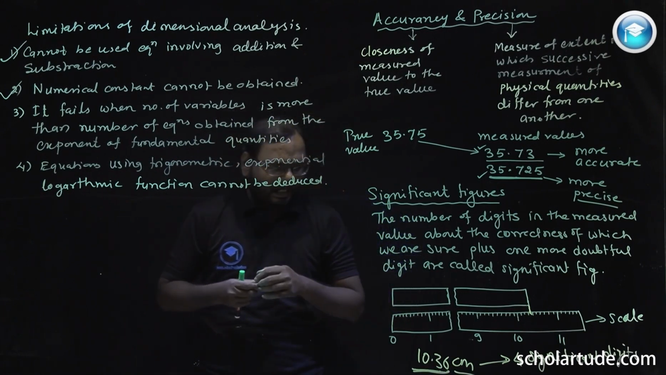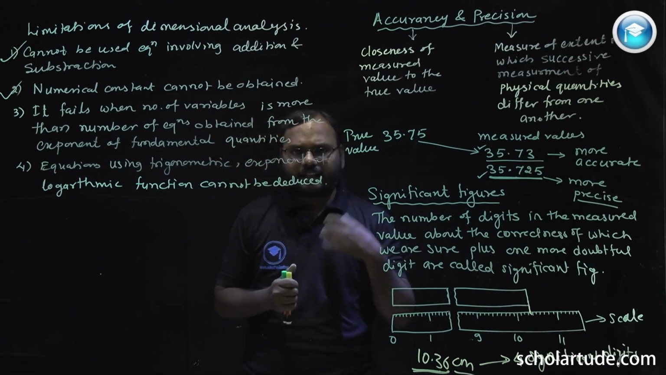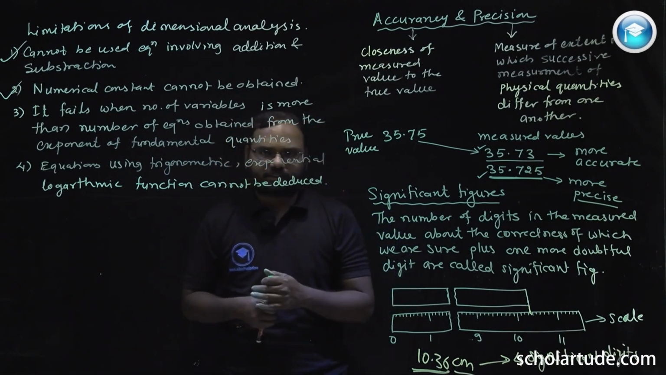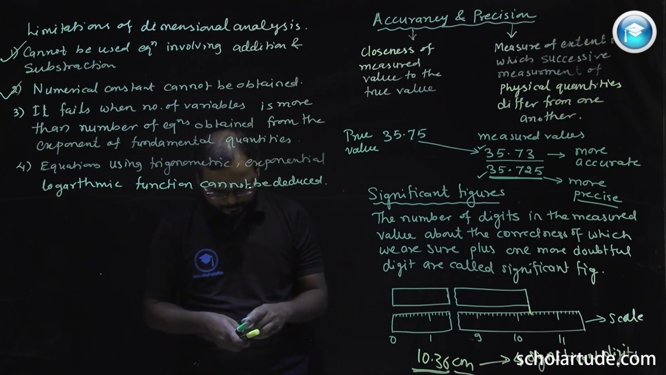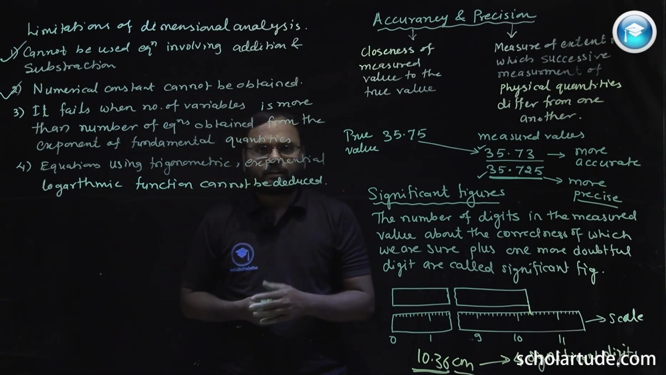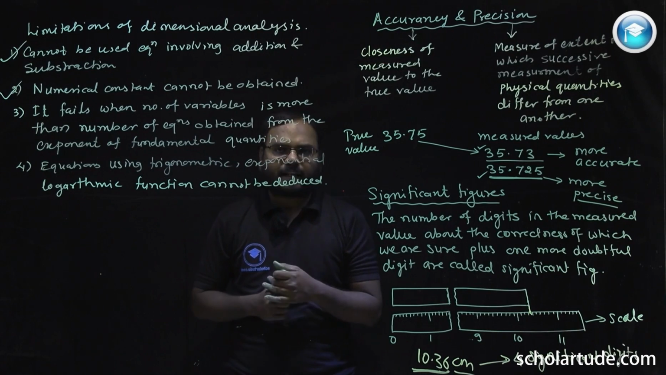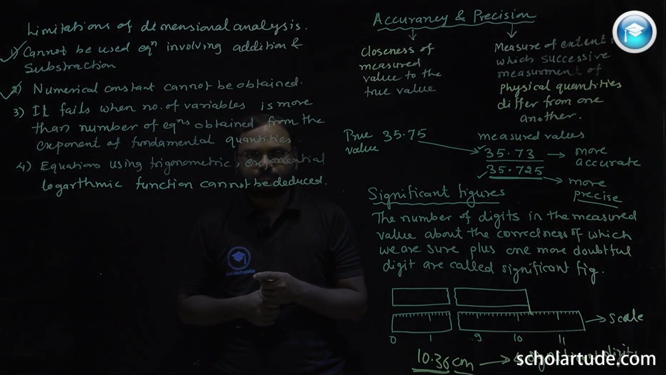So this is the way we identify the significant figures, and now there are a few rules that we'll try to understand. Okay, we'll try to understand the rules to find out the significant figures of any measurement. Okay, just a minute. Got it?